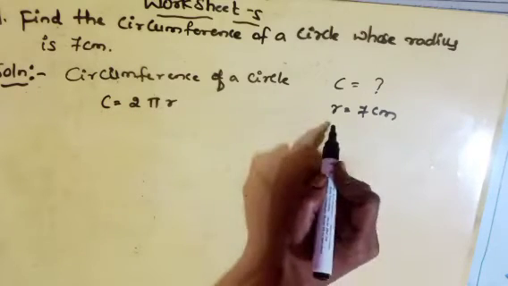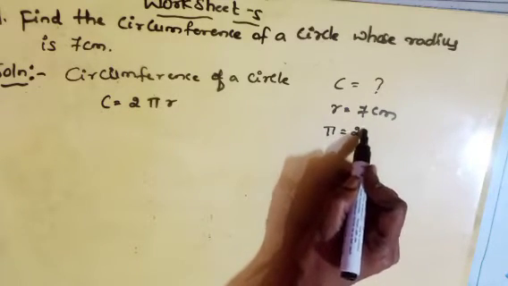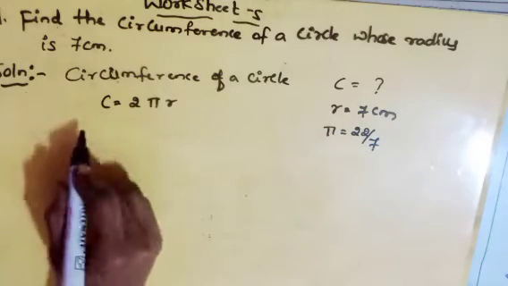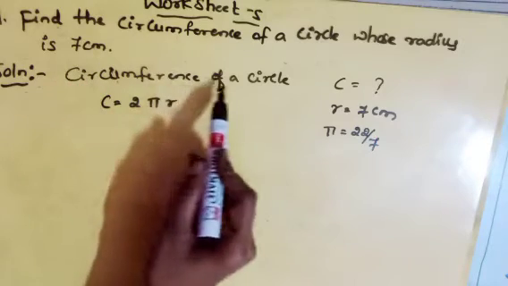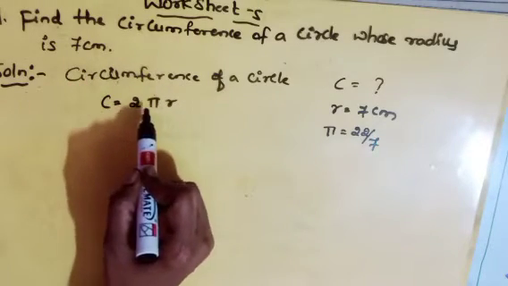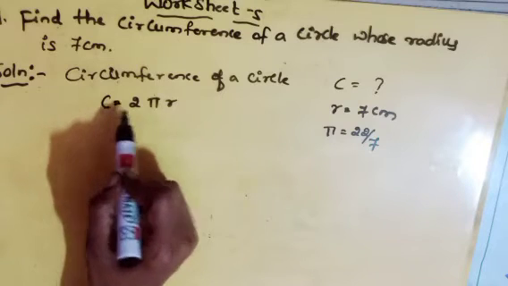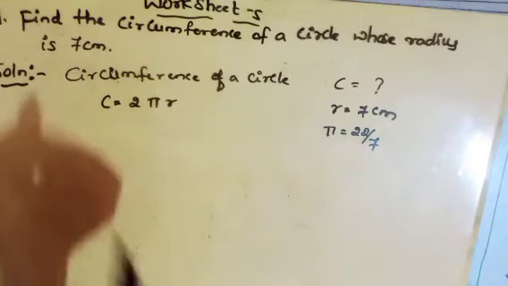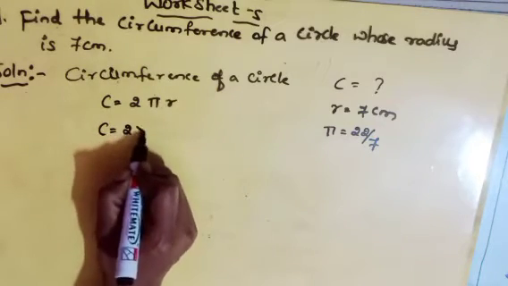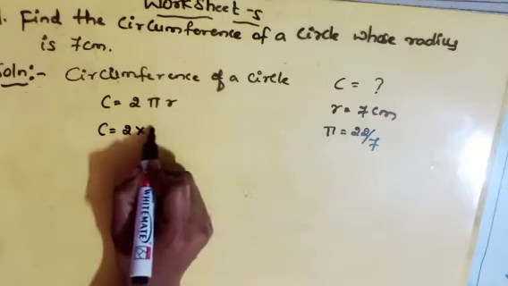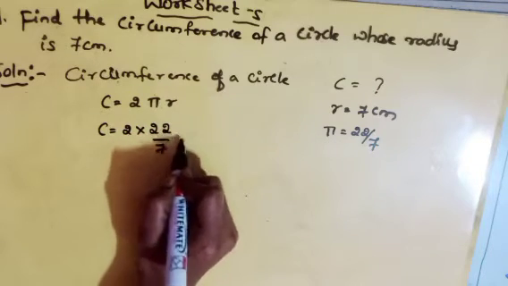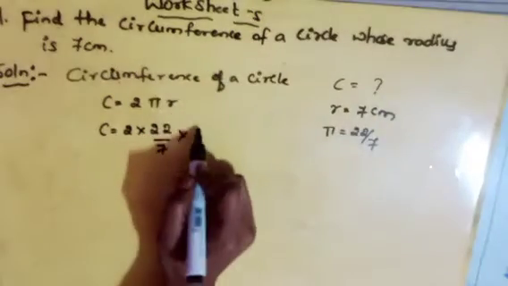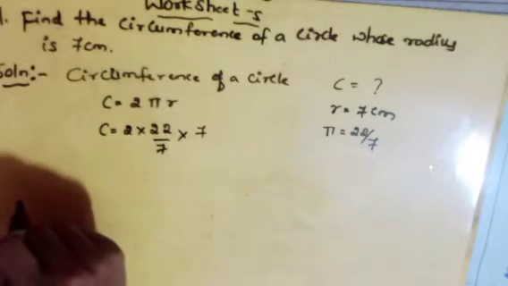And we have to take the value of pi equals 22/7. This value is constant. So let us take the formula C equals 2 pi r, where C is the circumference of a circle and r is the radius, and pi equals 22/7. So C equals 2 into 22/7 into r. R equals 7 cm, which is given in the question.